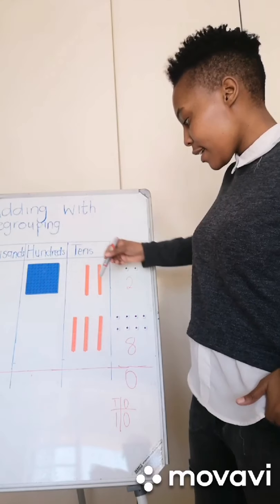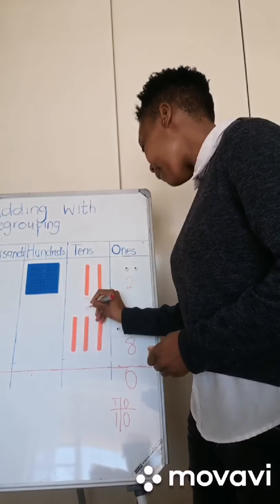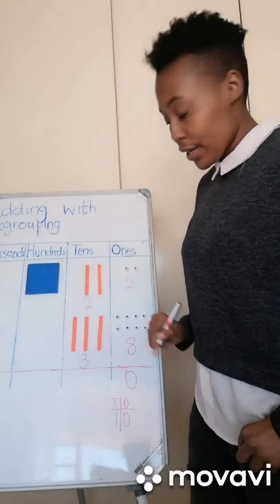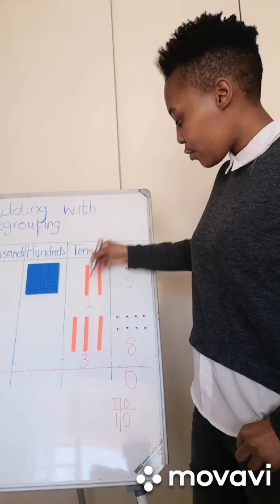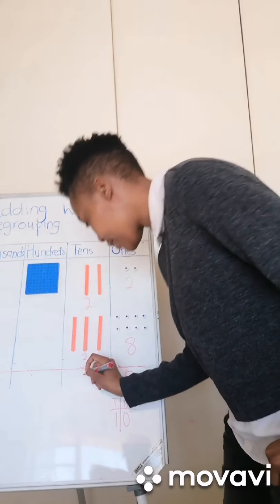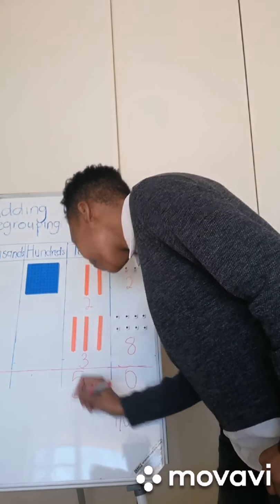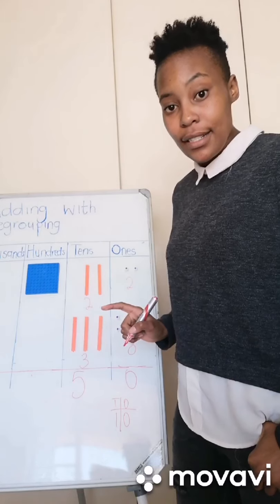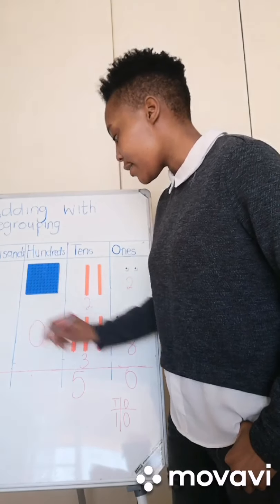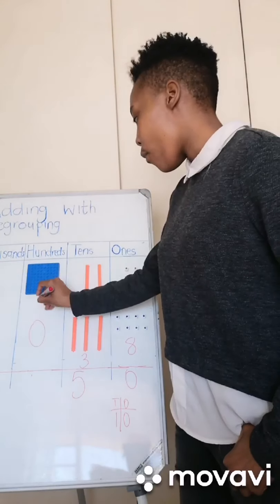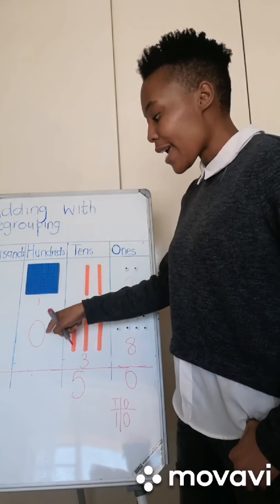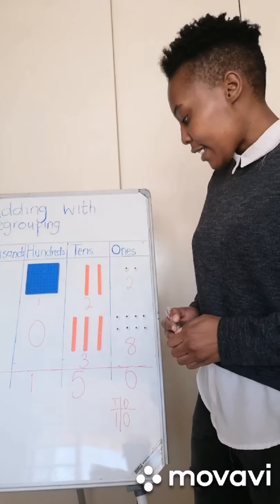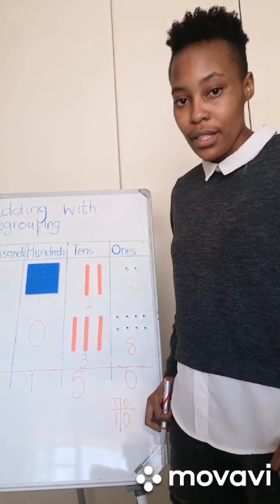Now we have 2 tens, add 3 tens. That is going to be 1, 2, 3, 4, 5. 5 tens. 38 does not have hundreds, therefore we are going to put a 0 here. So this is 100, add 0, that's going to be 1. Okay, and our answer is 150.